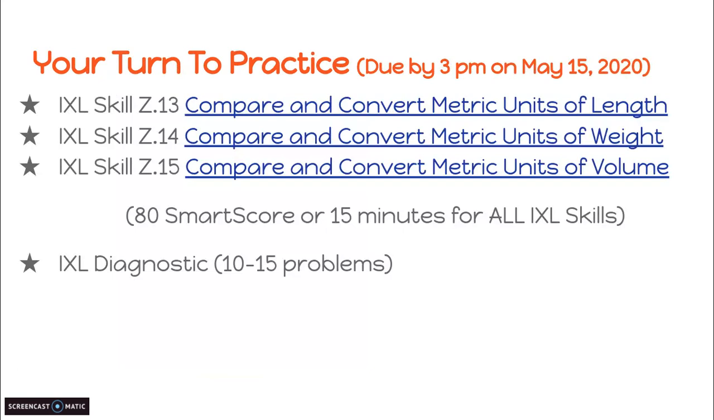You'll notice actually that I wrote it wrong. It shouldn't be weight, it should be mass. So I'll be changing that. I would like you to please get an 80 SMART score or 15 minutes for all IXL skills. So if you're working on Z13, please achieve an 80 SMART score or spend 15 minutes working. And do the same for Z14 and Z15.